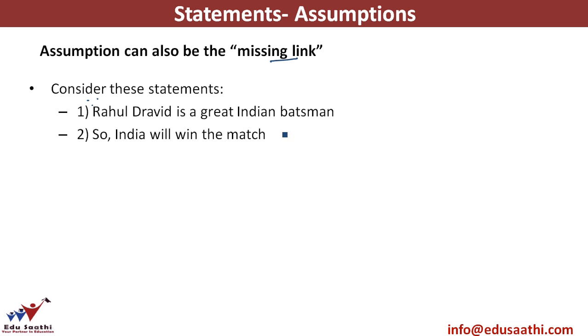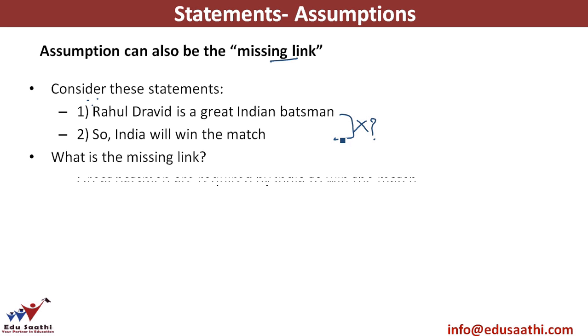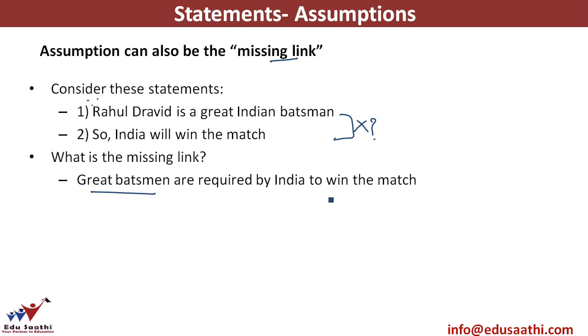Now, Rahul Dravid is a great Indian batsman, we know. So why will India win the match? There's some missing link over here. What is that? That is, great batsmen are required by India to win the match. Okay, we don't know about the bowlers, the spinners, the fast bowlers, or the all-rounders, but according to this statement, what we know is great batsmen are required by India to win the match.